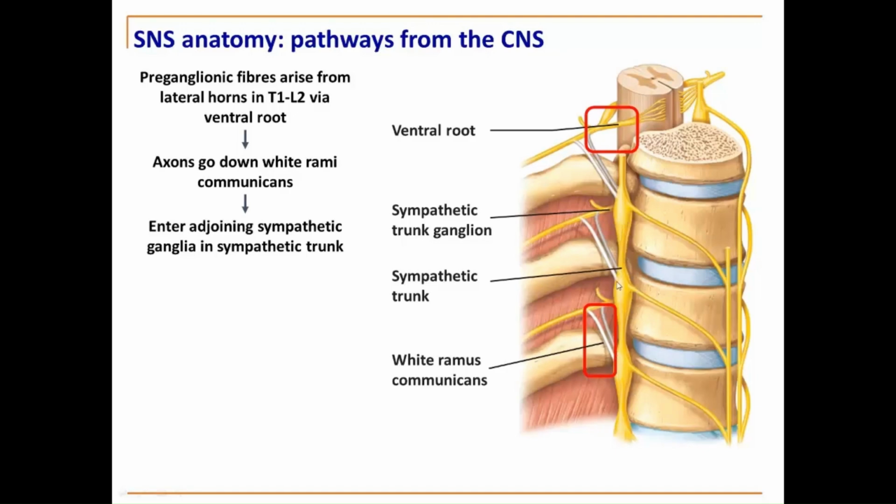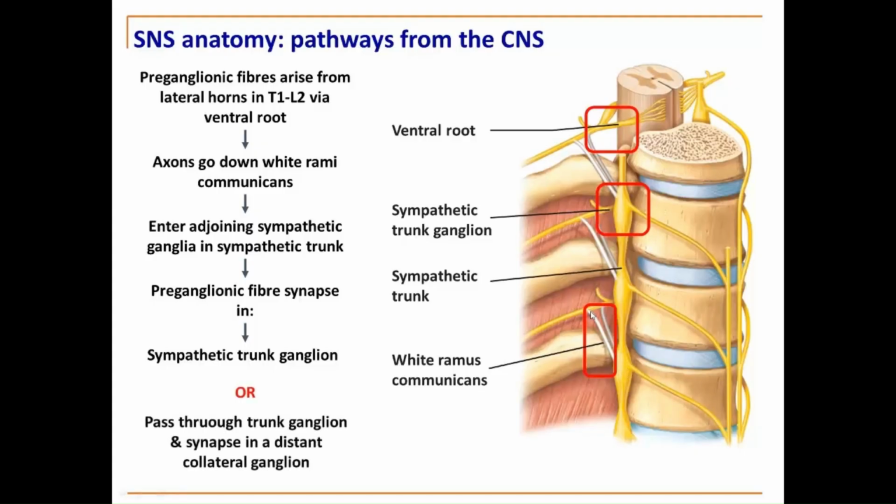So here are the big bulges. They're your sympathetic ganglia, and you can see those because they're bulges and they've got lots of cell bodies in there. So they've entered the sympathetic trunk, this whole thing. And this preganglionic fiber then synapses either in this sympathetic trunk ganglion, in each one of these. So it comes down, synapses, comes down, synapses, potentially. Or it can pass through the trunk ganglion and synapse in a distal collateral ganglion, as they're called, and we will cover that a little bit later. But for all intents and purposes, it's coming out through the ventral route, down the white rami communicans, and into the sympathetic trunk, where it can potentially go on to synapse or synapse very close by.